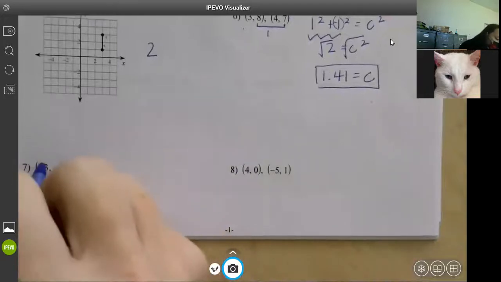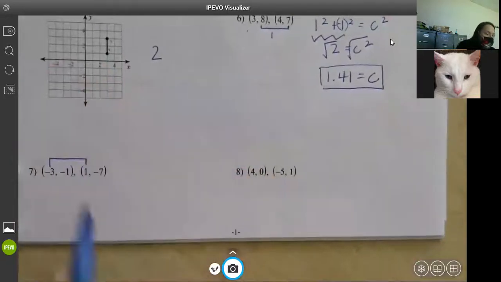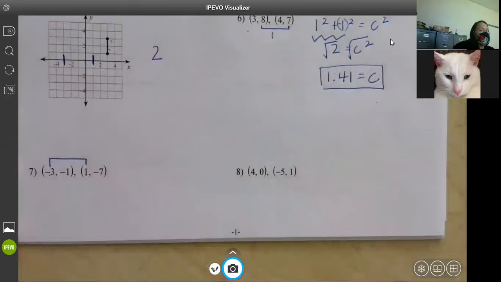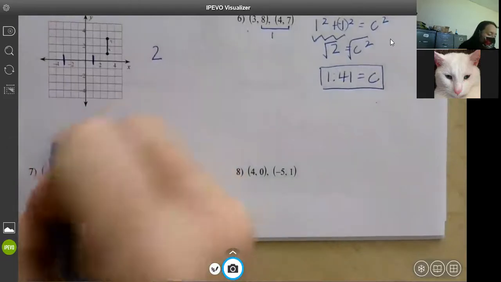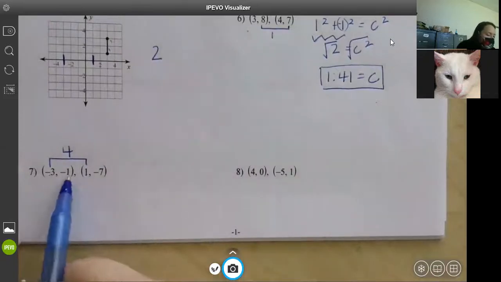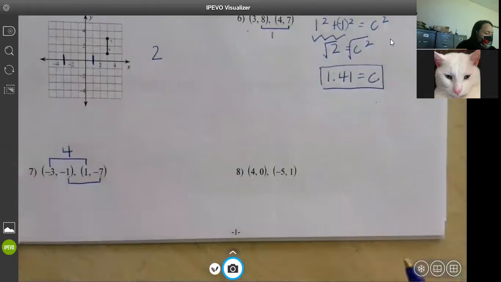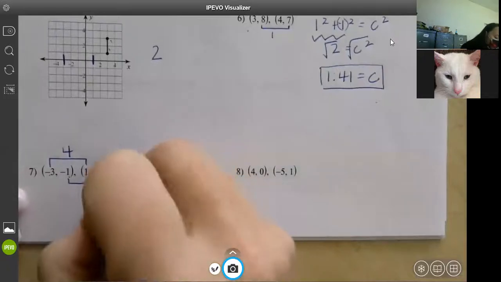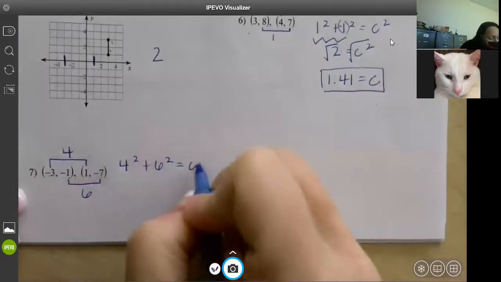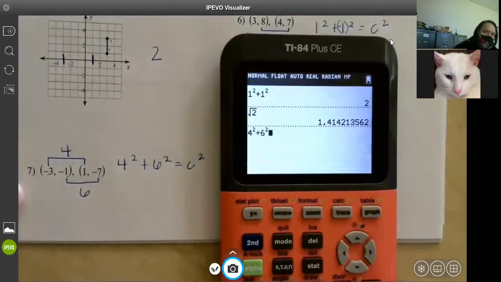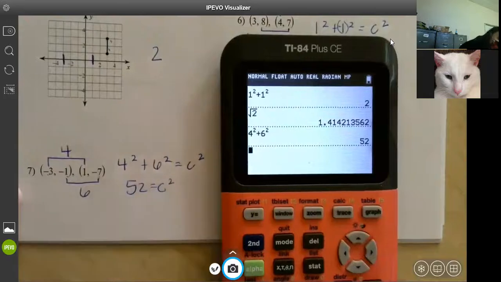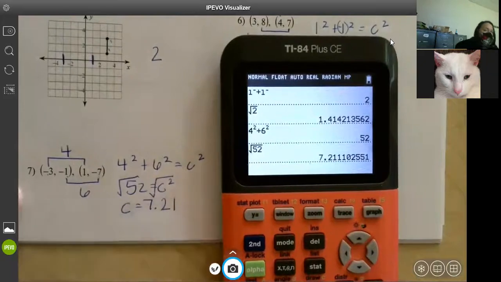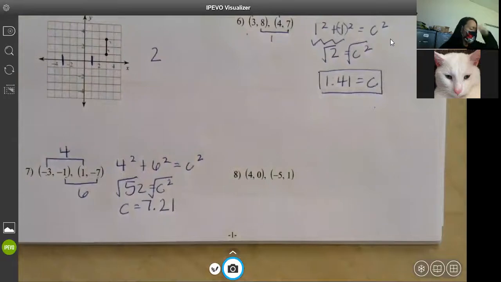All right, so when we look at the next one, how far is it? And you guys can use this up here if you need to, from -3 to +1. That's where you got to be careful. How far is it? 4. How far is it from -1 to -7? Those are your two numbers you put into your Pythagorean theorem. So 4 squared plus 6 squared, or 6 squared plus 4 squared. You get 52. And then take the square root. And we get c equals 7.21 because the one behind it doesn't round it up.